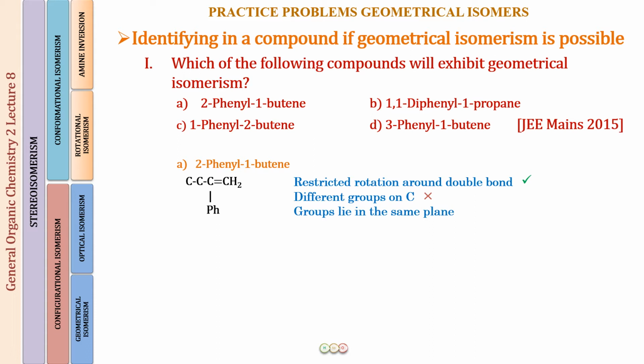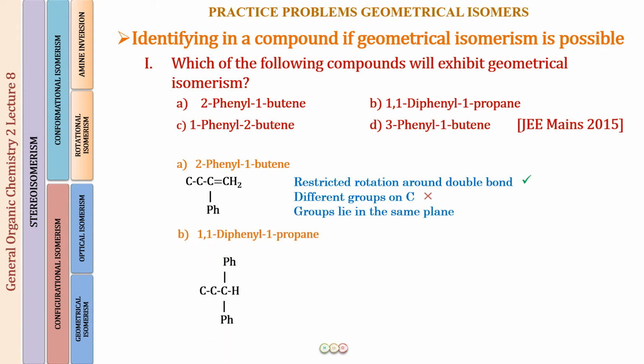So you have to check all the three conditions, starting from restricted rotation about the double bond, or if it is a ring structure, it is also going to be a restricted rotation. So you have to see whether restricted rotation is present or not. And then we have to see that different groups are present. If they are also present, then you will move on to the next. So one by one, we will be checking all the three conditions, right?